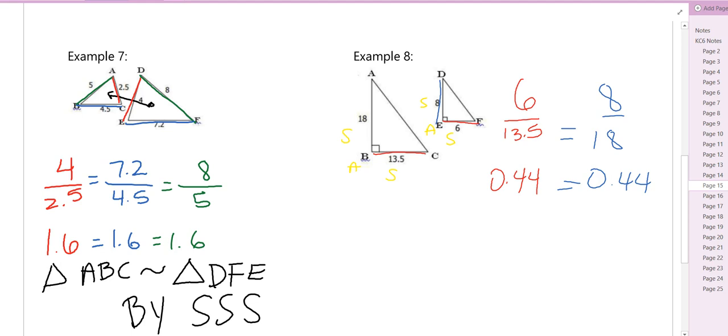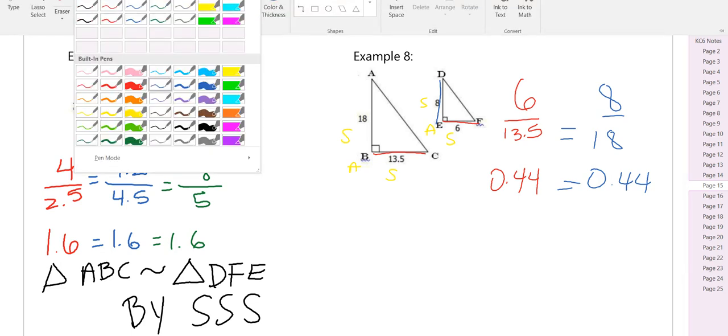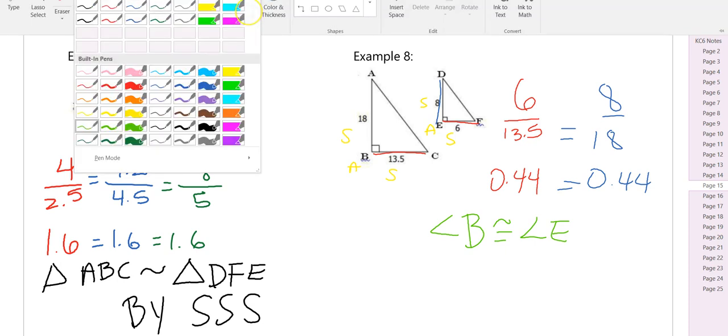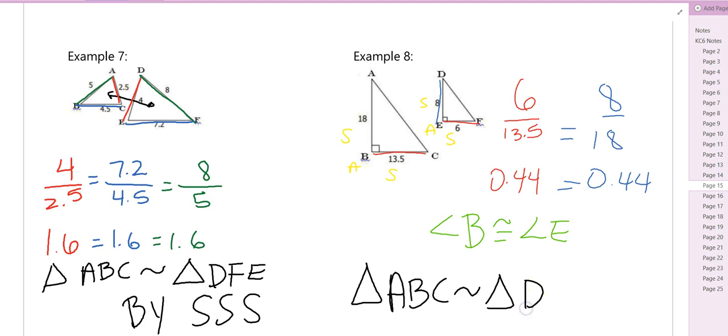And then we know that angle B and angle E are also equal because they are perpendicular. So angle B is congruent to angle E because they're both 90 degrees. So that is enough to say that these triangles are similar by side-angle-side. So triangle ABC is similar to triangle DEF by side-angle-side.